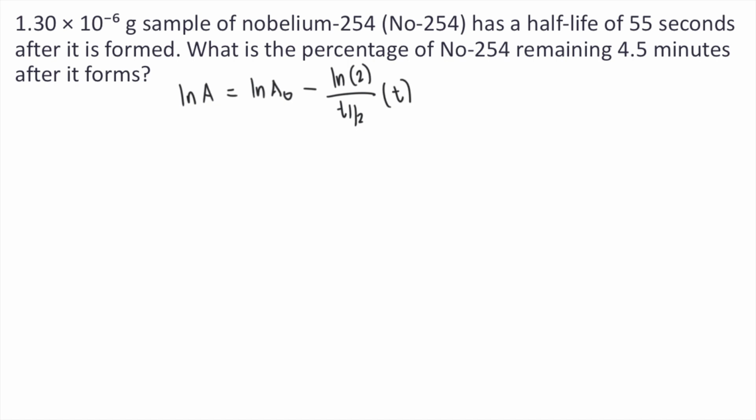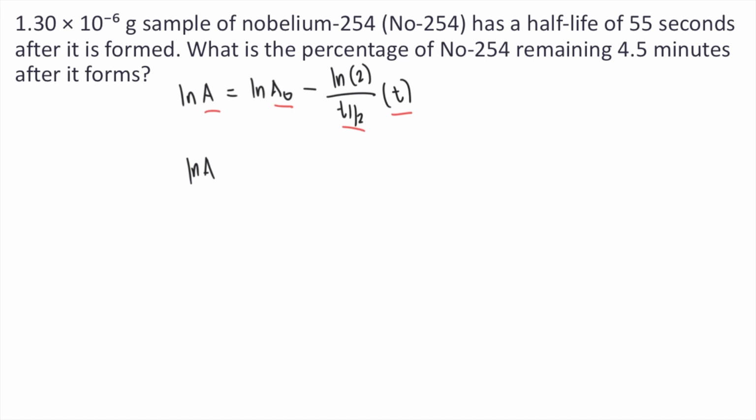Okay, so let's first define all the terms. A is the final amount. A sub 0 is the initial amount. T1/2 is the half-life, and t is the time. Okay, so let's substitute all the numbers. The final amount is not given in the problem, so let's just leave it as it is.